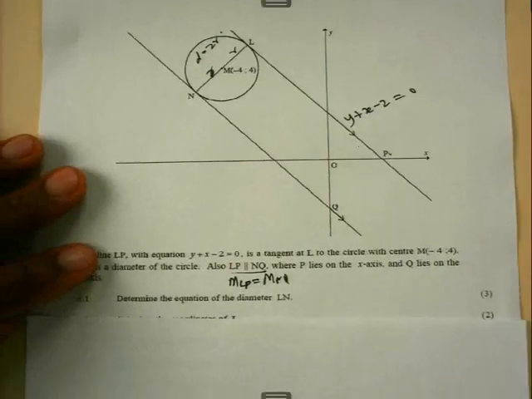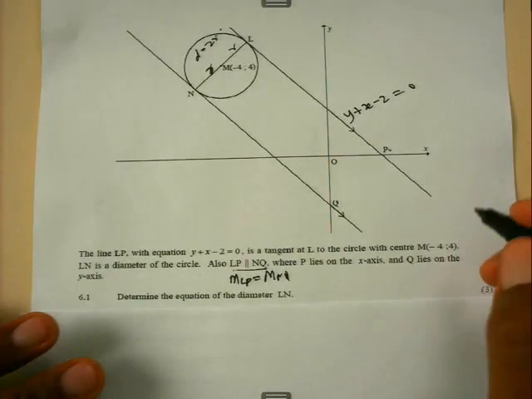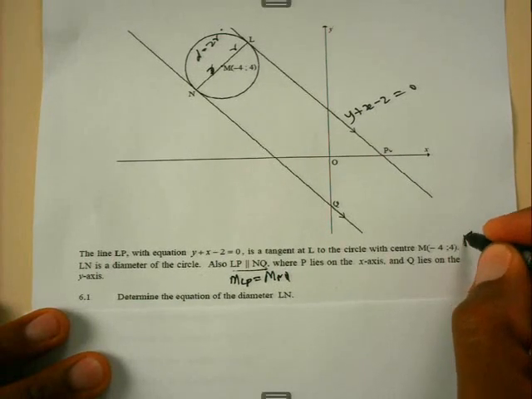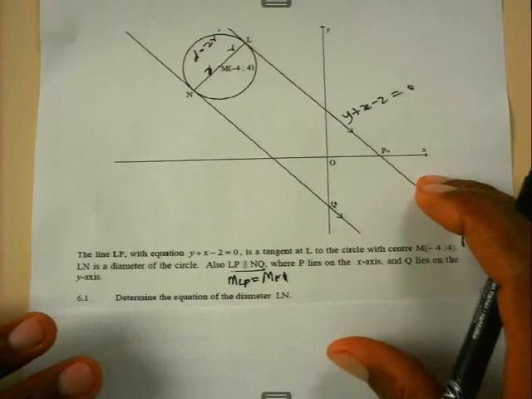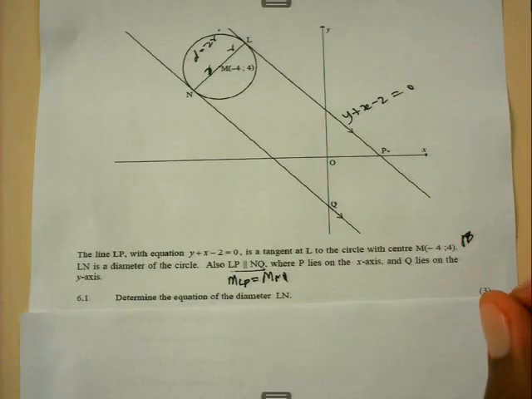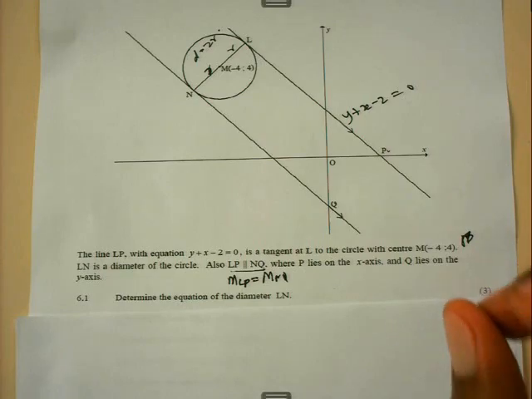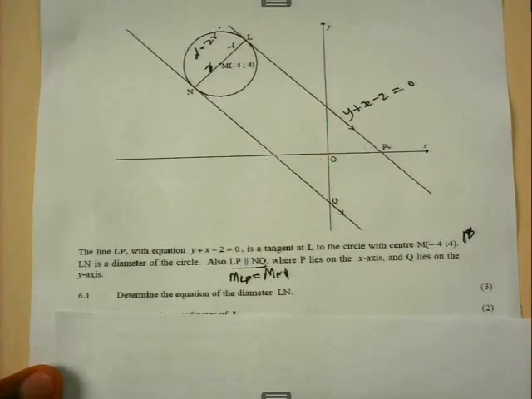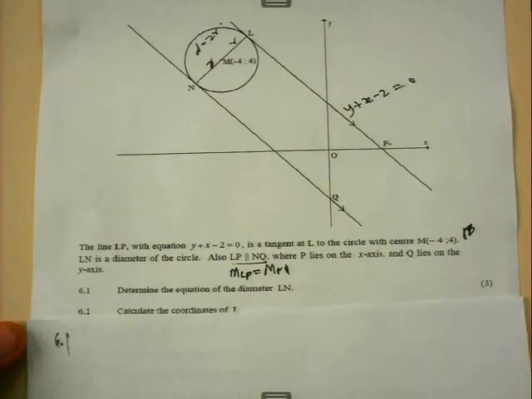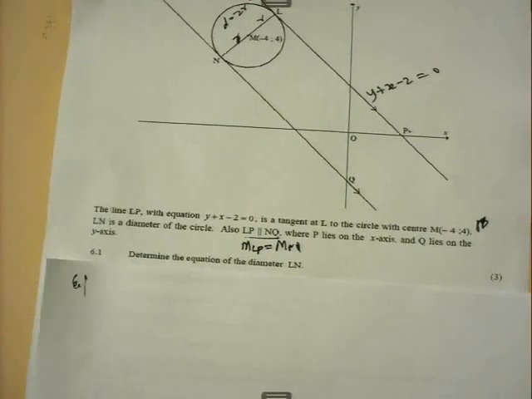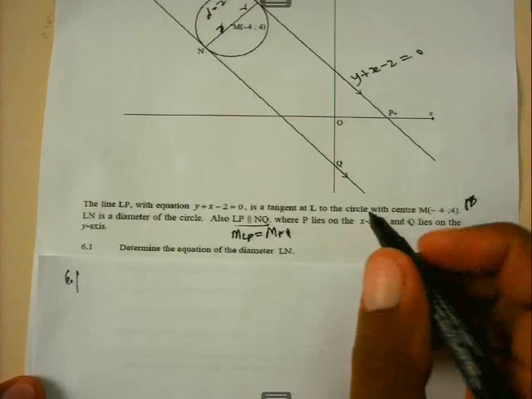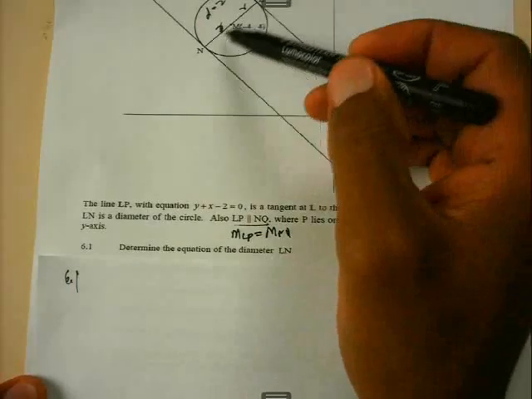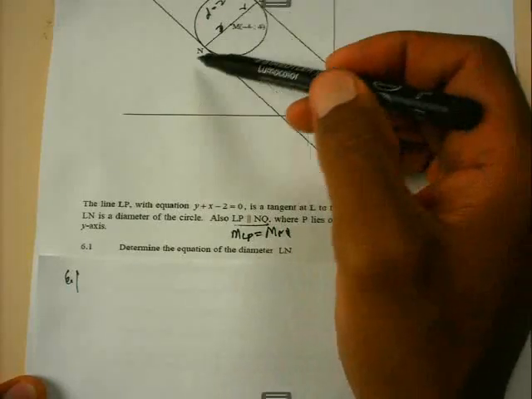Right, now let us look at the question. Now we've read the statement, which is very important, boys and girls. Each and every time, before you answer the questions, make sure that you read the statement, you understand, or you can highlight all the information that is given in that statement. Question 6.1: we must determine the equation of the diameter LN.